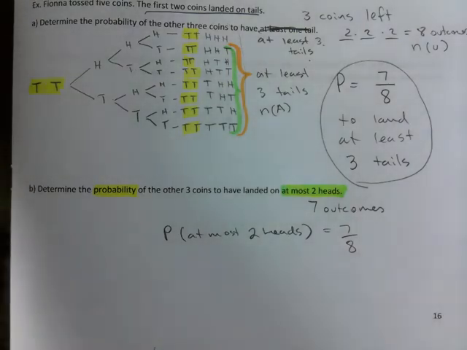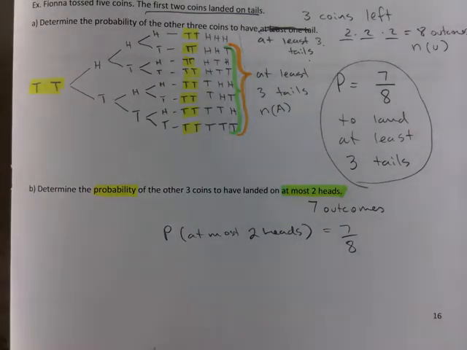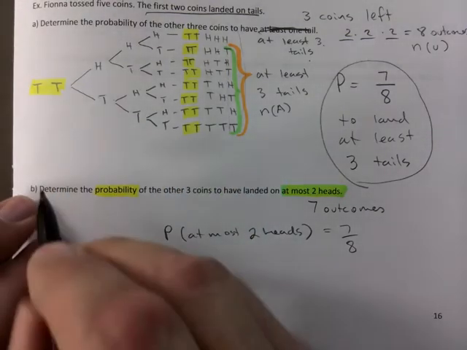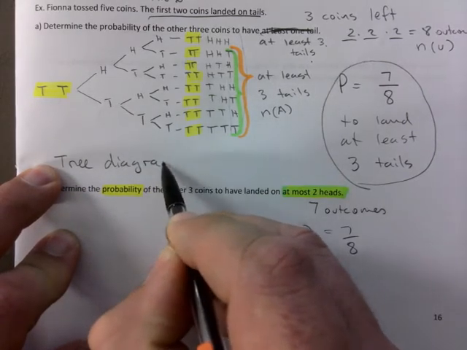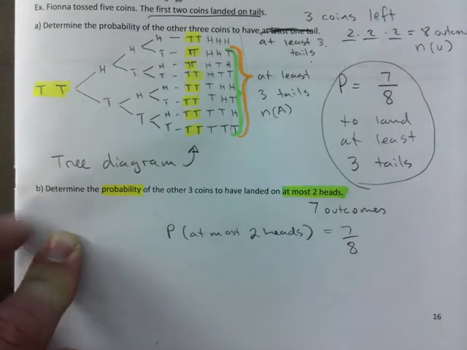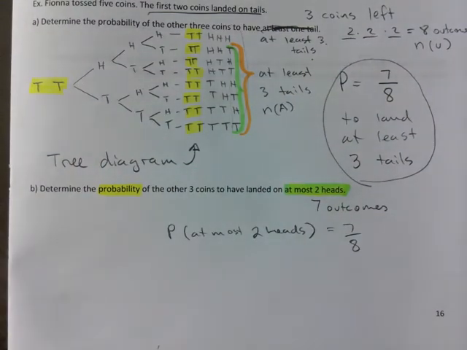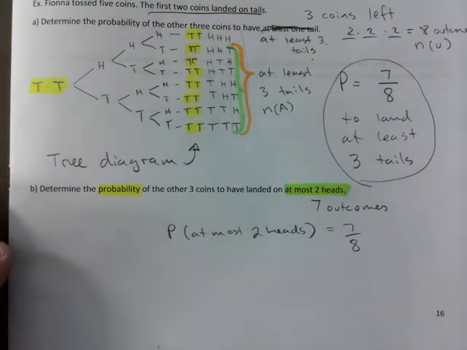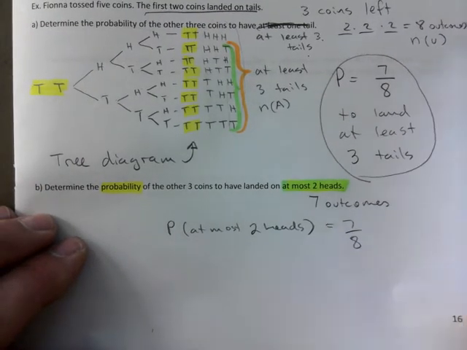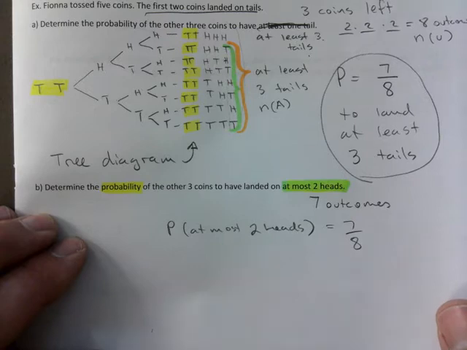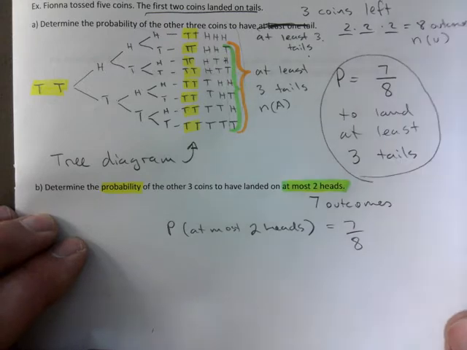So use a tree diagram when you have questions like these. If you can't picture the number of outcomes, use a tree diagram. It's very important to know how to do that to get this right. I want to do one more question on the back side, and that'll be it for today.